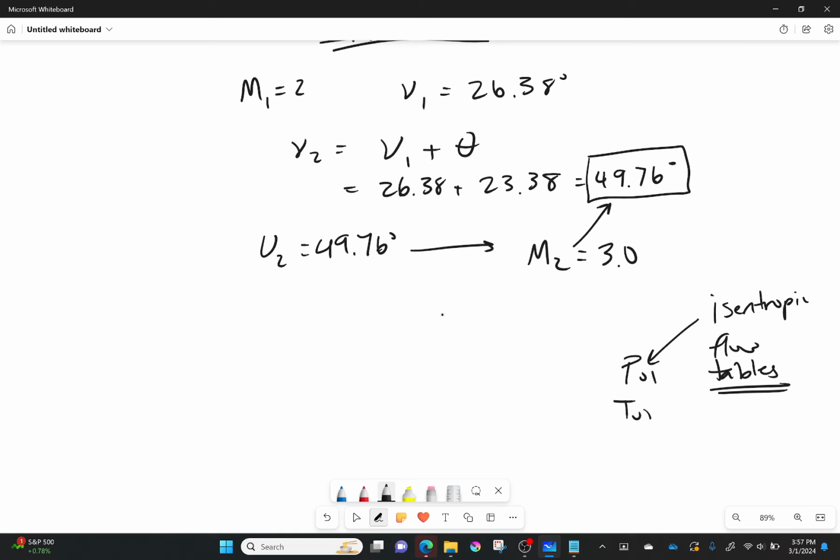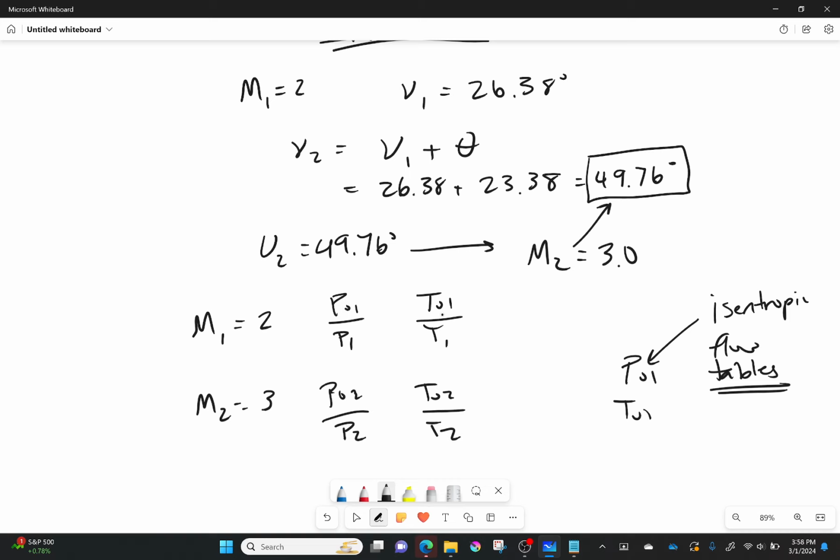And so what we're going to do now, we're going to go there. And we're going to get information both before and after the shock. So M1 is equal to 2, M2 is equal to 3. And then from that, I can figure out all the rest of my information. So I'm going to get P01 over P1. I'm going to get P02 over P2. I'm also going to get T01 over T1 and T02 over T2.